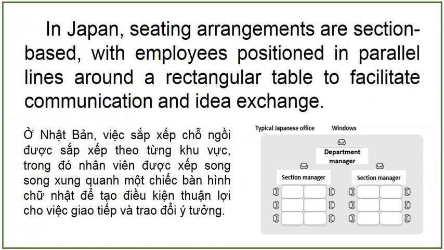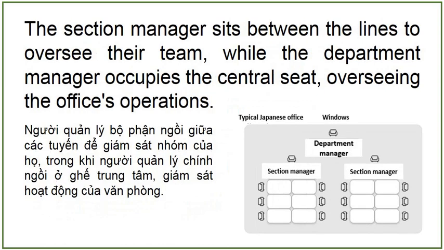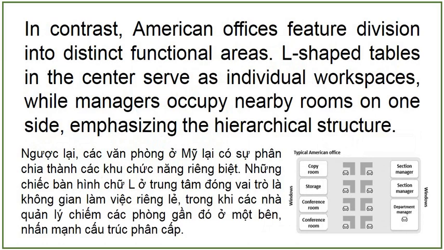In Japan, seating arrangements are section-based, with employees positioned in parallel lines around a rectangular table to facilitate communication and idea exchange. The section manager sits between the lines to oversee their team, while the department manager occupies the central seat overseeing the office's operations. In contrast, American offices feature division into distinct functional areas. L-shaped tables in the center serve as individual workspaces, while managers occupy nearby rooms on one side, emphasizing the hierarchical structure.